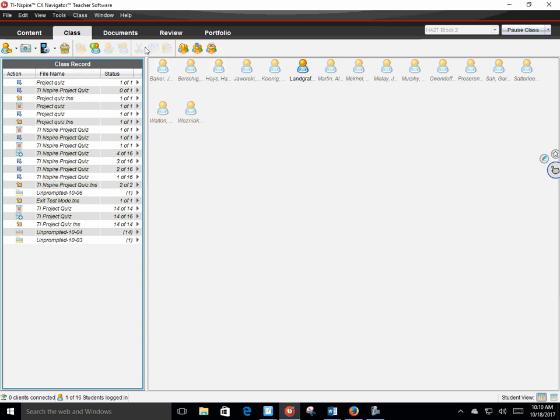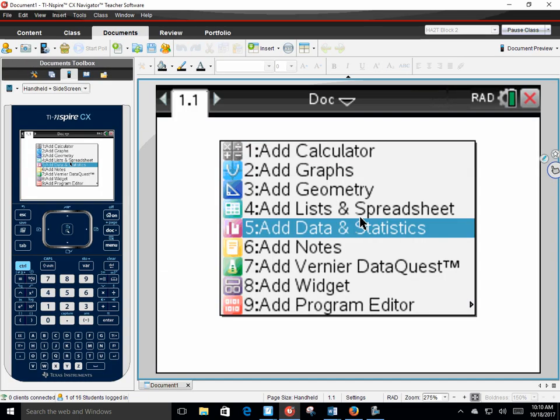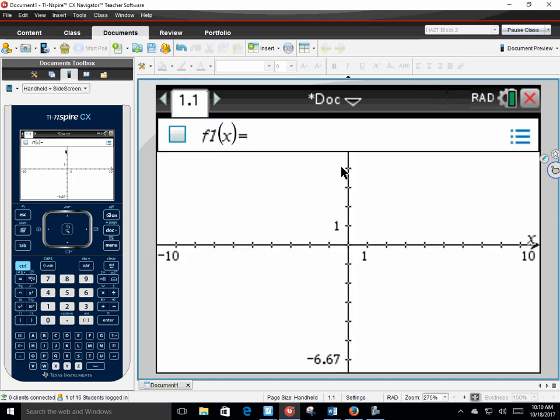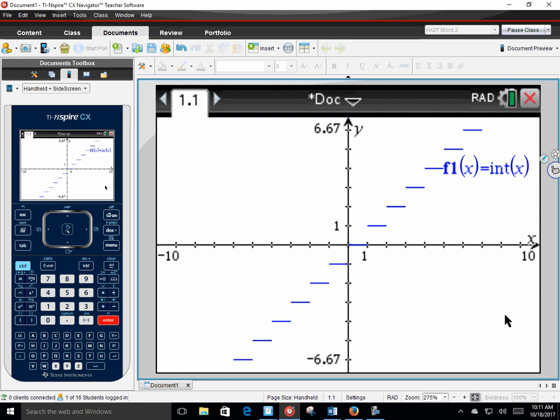Trying this again, documents. Okay, so if I go to a graphs page and I type in INT, INT is your abbreviation for greatest integer function. So if I say I want the greatest integer function graphed, I just do INT and there's my graph.